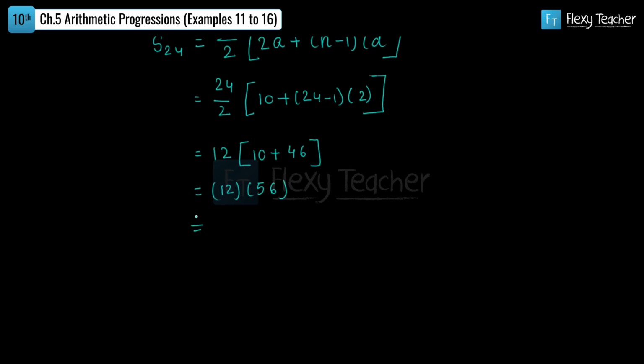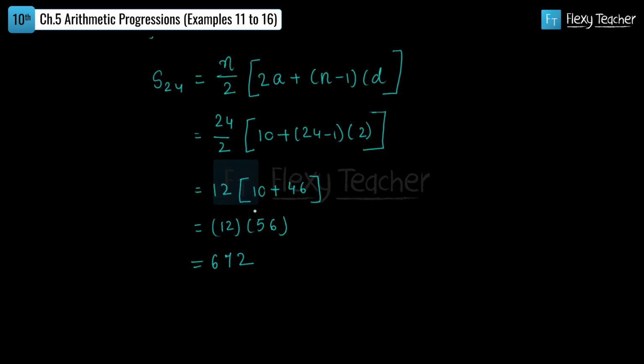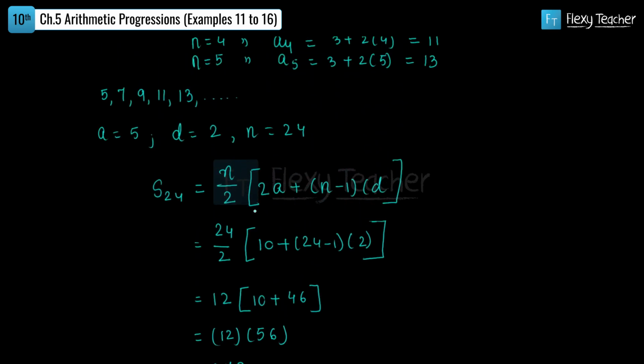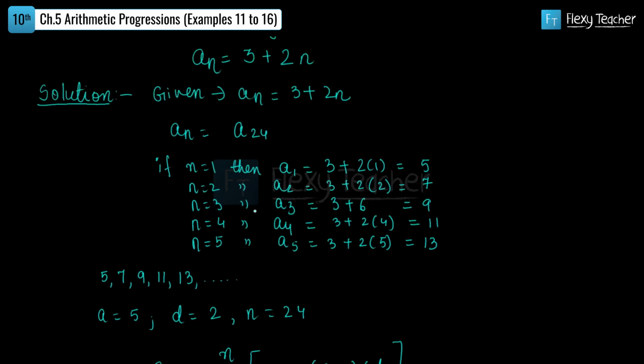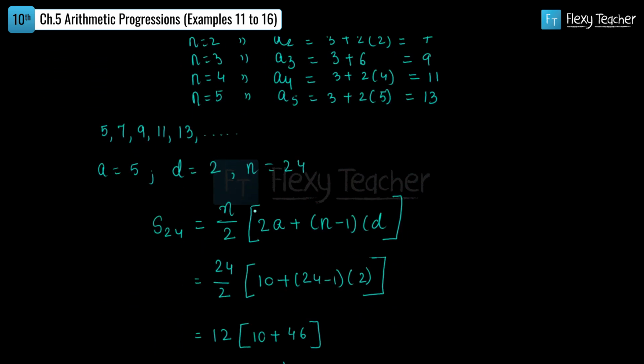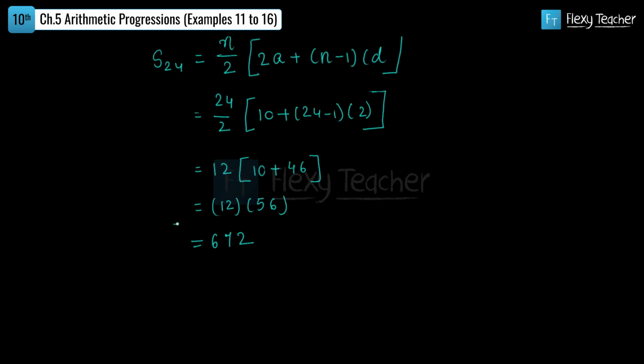Okay, and 12 into 56, if we solve it, we will get our answer. Now let us see what is 12 into 56. So the answer is 672. So the sum of first 24 terms of the sequence where the nth term is an is equal to 3 plus 2n is 672. So this is our answer.